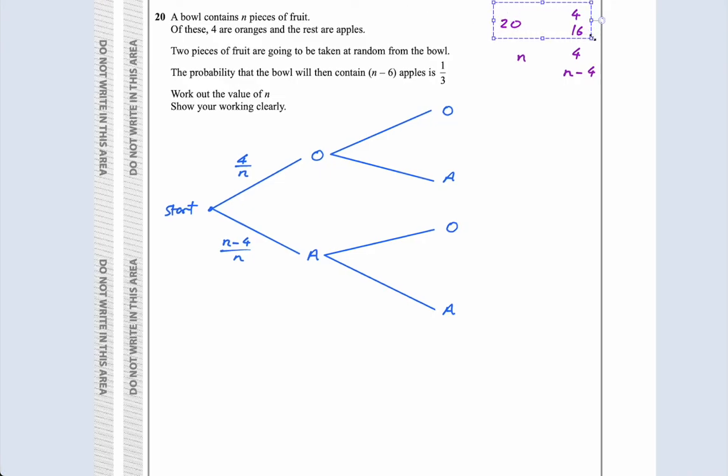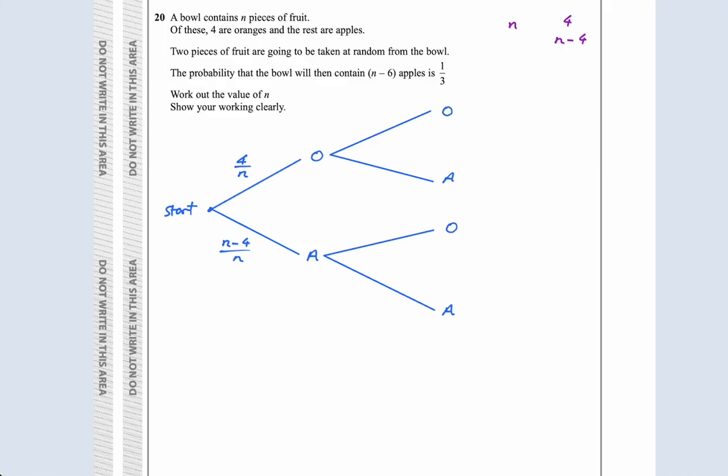Let me remove this just so no one thinks that's part of the question. I can leave that. Okay. Now, if I choose an orange, how many oranges are left? 3, because I've already chosen one. And how many pieces of fruit are left? Well, it's n minus 1, because I've taken an orange, so there's 1 less piece of fruit. So it's 3 out of n minus 1. How many apples are there? Well, if I've taken an orange, there's still n minus 4 apples, and it's out of n minus 1, because we've taken a fruit.